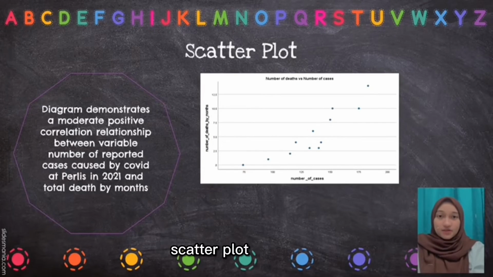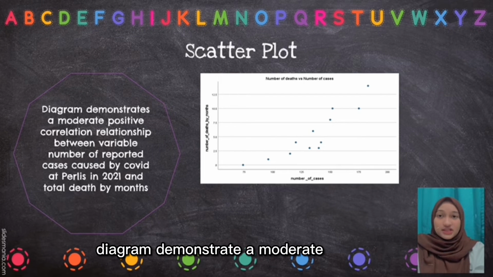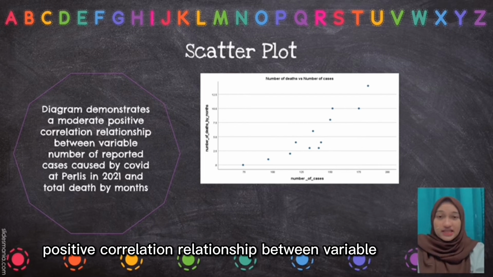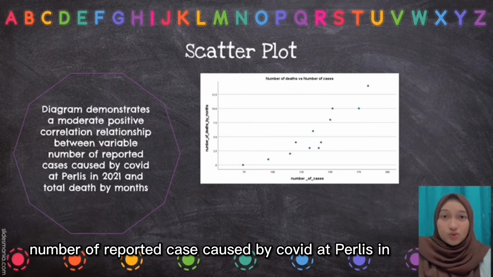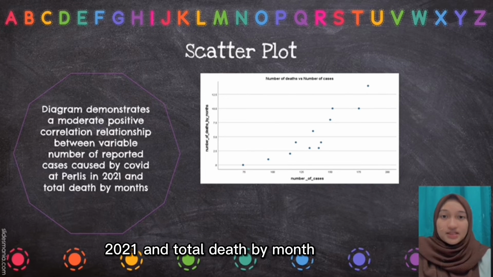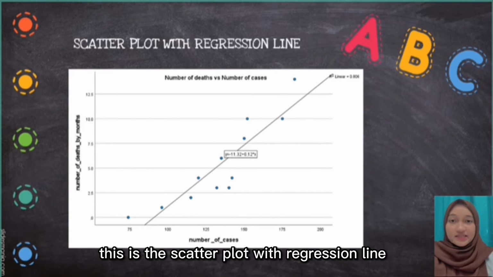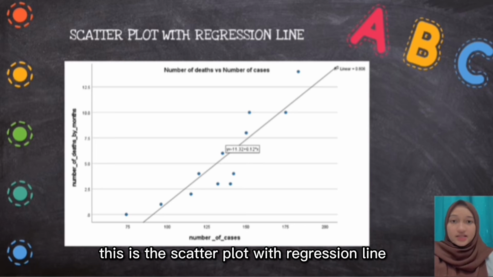Okay, this is the scatter plot. The diagram demonstrates a moderate positive correlation relationship between the variables number of reported cases caused by COVID at Perlis in 2021 and total death by month. This is the scatter plot with regression line.